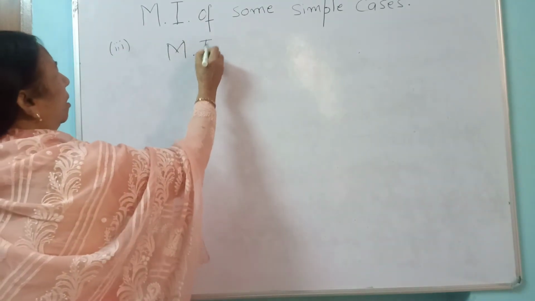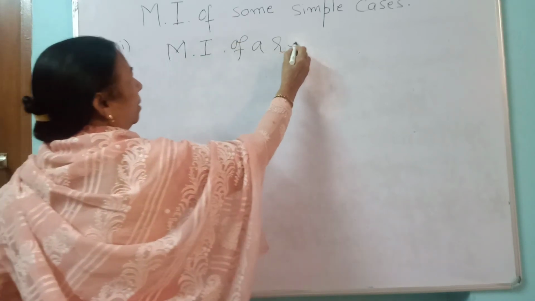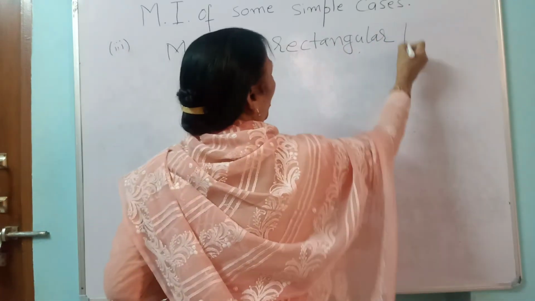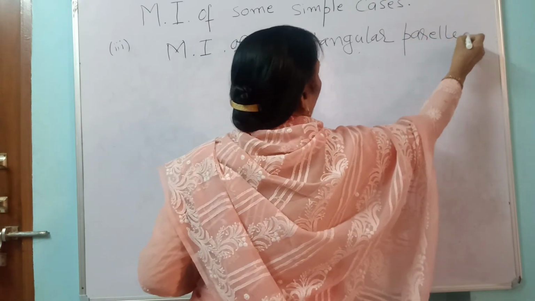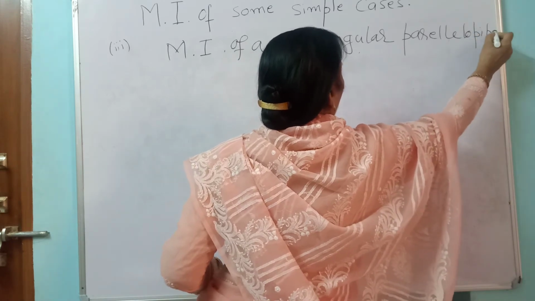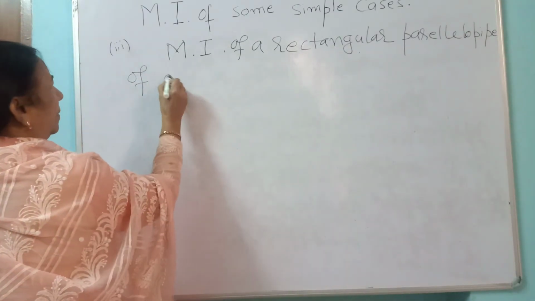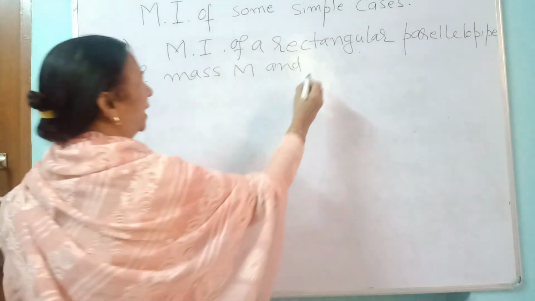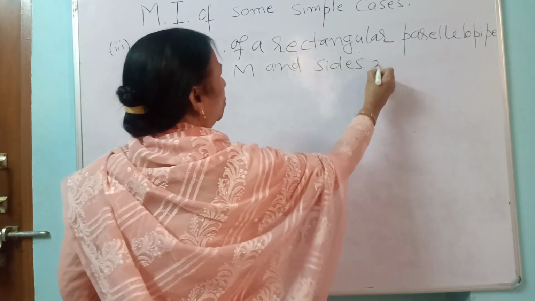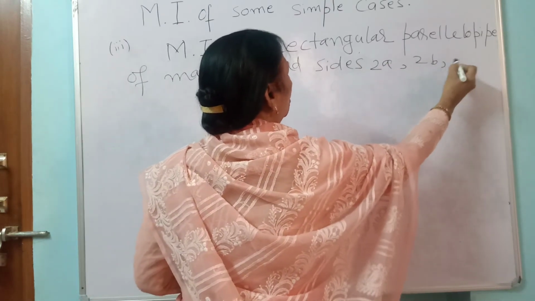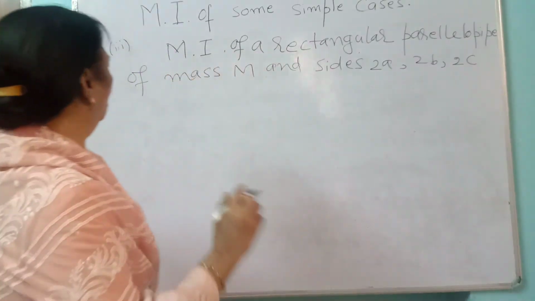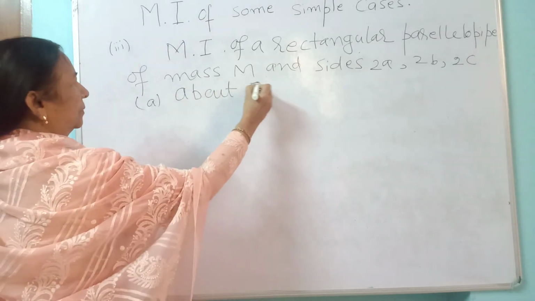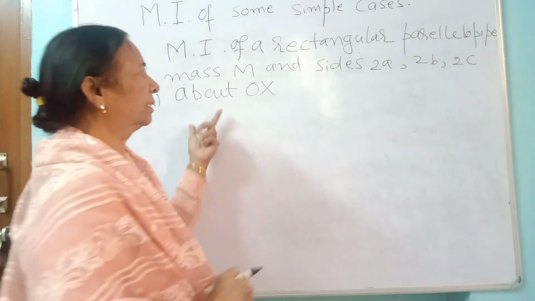Moment of inertia of a rectangular parallelepiped of mass M and sides 2A, 2B, 2C. First, about OX. Okay, so this is our question.